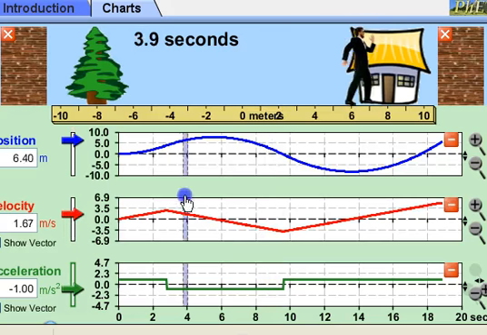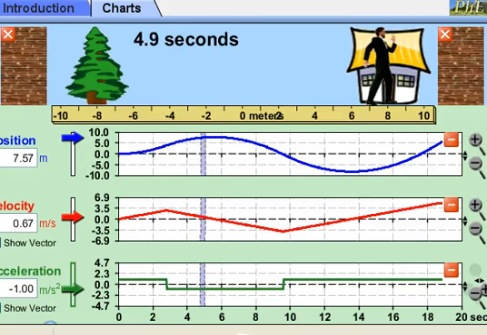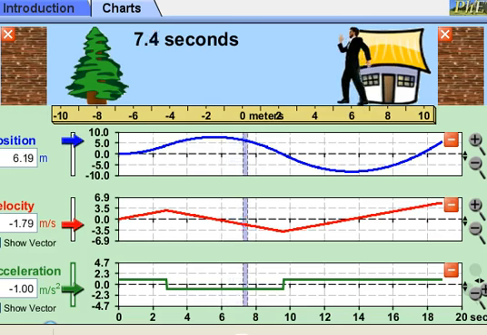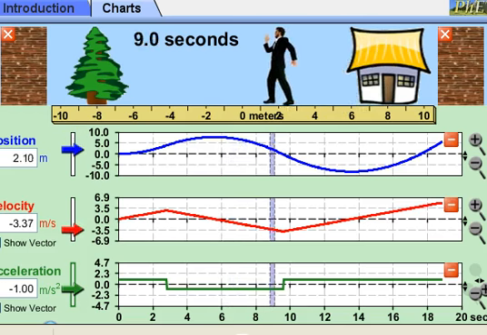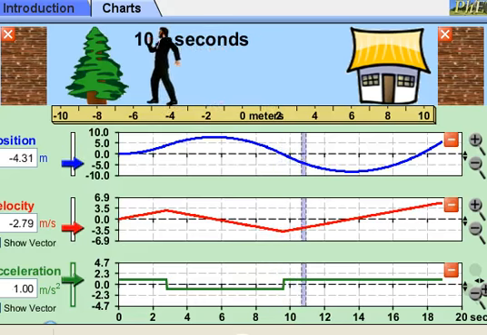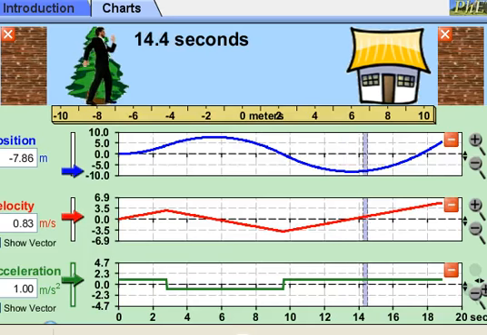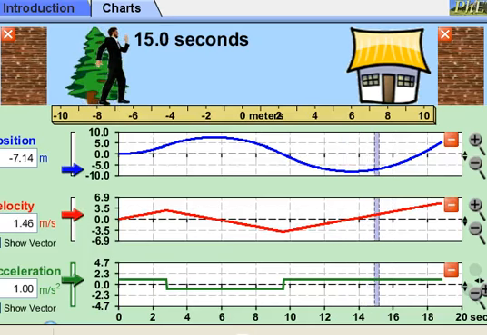Notice also that the furthest to the right that he ever got, that was right there at that maximum value for position. And the furthest to the left that he's going to get is going to be right over here at the minimum of position. Right there.